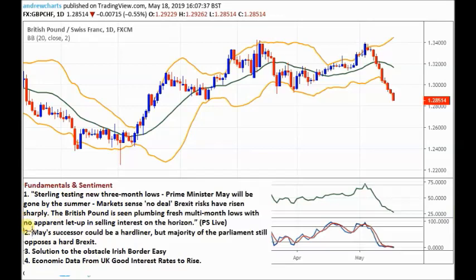When I see this in the media, no apparent let up in selling interest on the horizon in terms of any currency, I'm looking normally to go the other way, because it just means the bad news is getting priced in. And not only is the bad news getting priced in, the market is seeing things that could happen which probably are not going to happen. The no deal Brexit risks have risen sharply. I don't think they have, actually. Why? May's successor, okay, could be a hardliner like Boris Johnson, but keep in mind the majority of the UK Parliament still opposes hard Brexit. So a deal will probably be done.